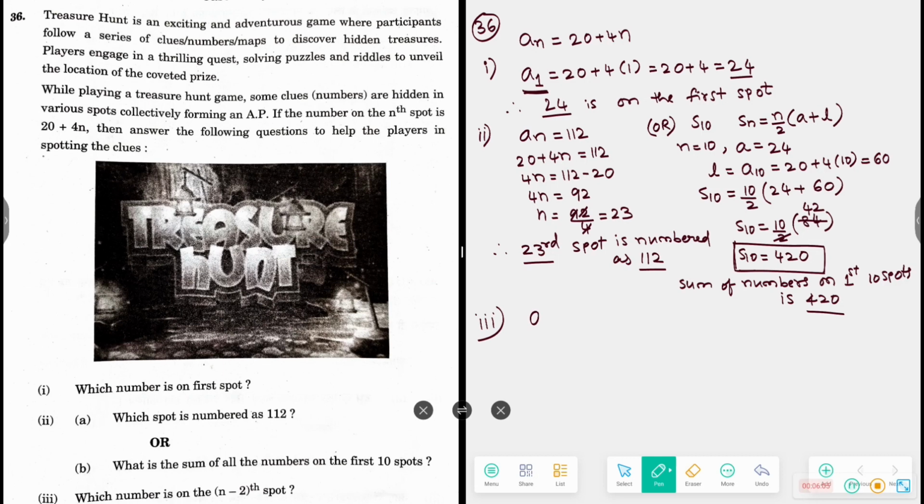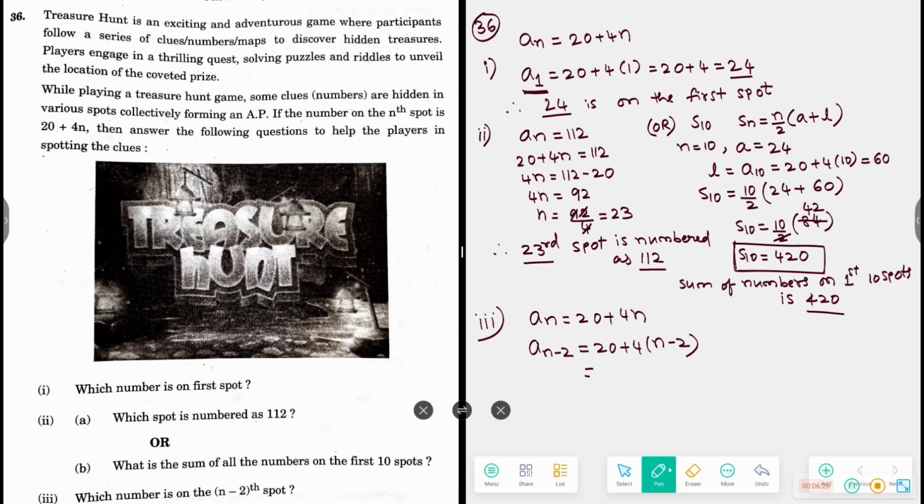So what a_n is equal to, we know: 20 plus 4n. Then when you want the (n minus 2)th term, you just write n minus 2 in the place of n. We want a_(n-2), that is 20 plus 4 into (n minus 2). That's it. Wherever n is there, we have to substitute n minus 2.